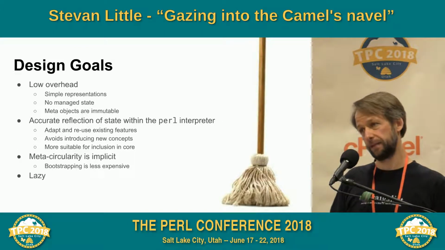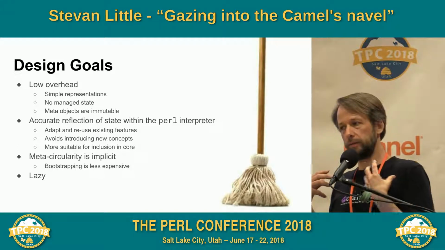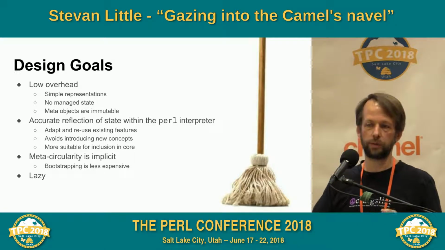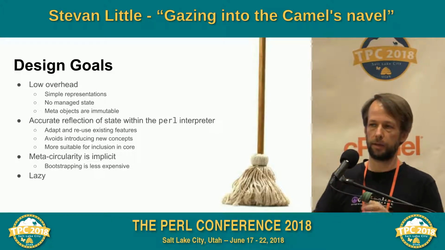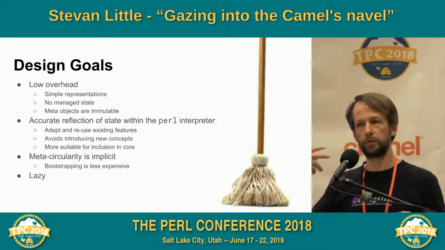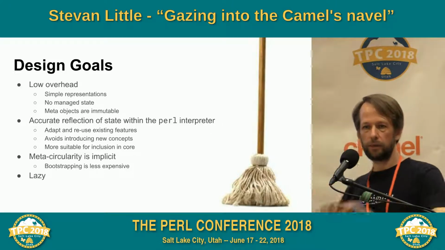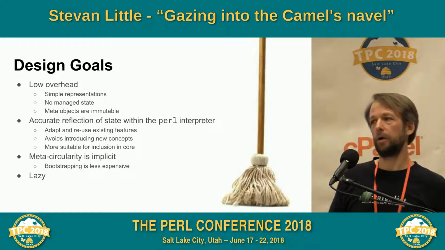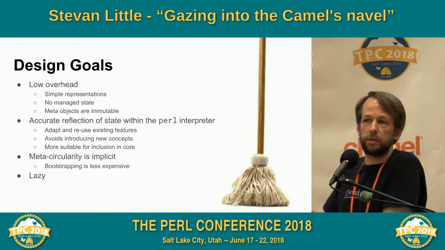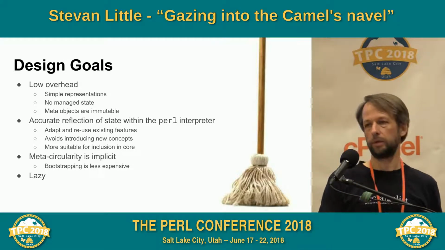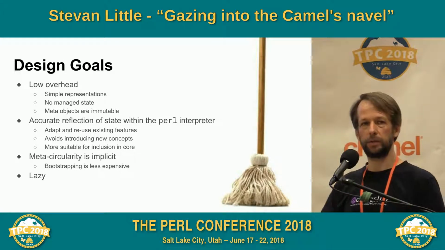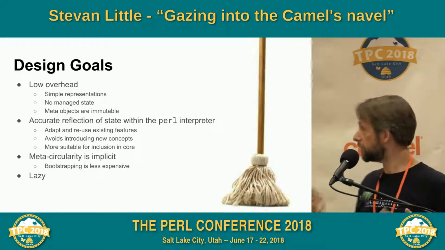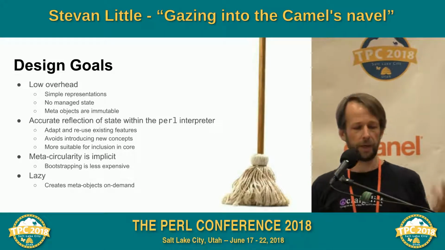I also wanted this to be lazy. If you create a class in Moose, and it has 2 attributes and 3 methods, you're going to end up with 2 attribute objects, a class object, 2 method objects, and probably a bunch of other little bits in there as well. And if you never actually call meta and use it, it's useless. It's just sitting there wasting memory. So I wanted to make sure that this MOP was as lazy as possible, so it wouldn't do anything until you asked for it, basically creating the meta objects on demand. So those were the design goals.